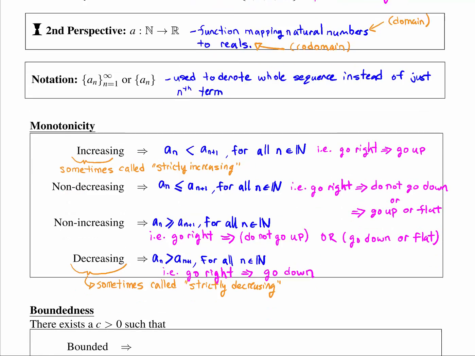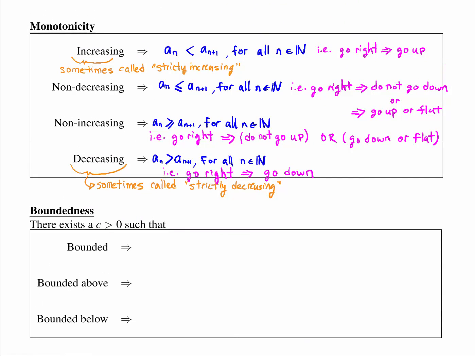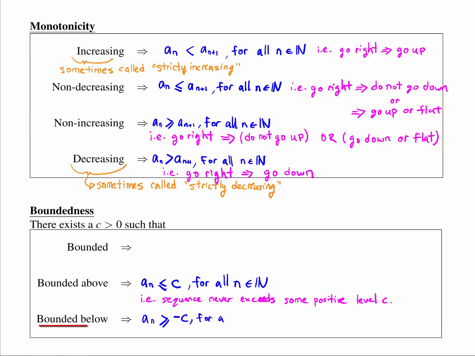The other important class of properties is boundedness. Bounded above means that the sequence never exceeds some positive level c, while bounded below means it never dips below some value minus c. And finally, bounded means that neither occurs. In other words, every term is bounded in magnitude by some positive number c.